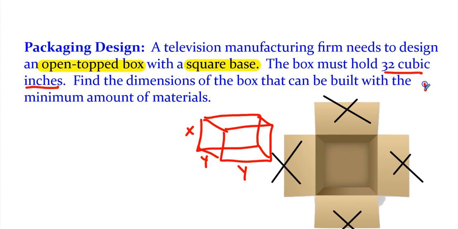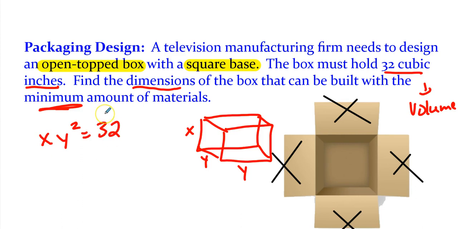So when you see cubic, hopefully you realize that we're talking about volume. Square inches, we're talking about area. Cubic inches, we're talking about volume. So we want to find the dimensions of the box that can be built with the minimum amount of material. Okay, so let's first talk about volume. Volume in this case of a box would be length times base times height. So x times y squared. And that would be equivalent to 32.